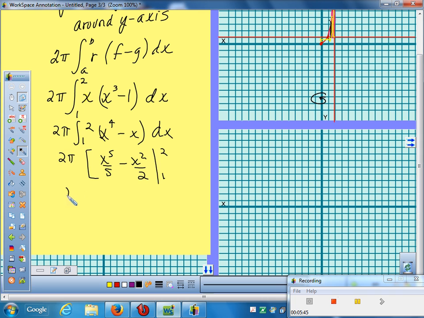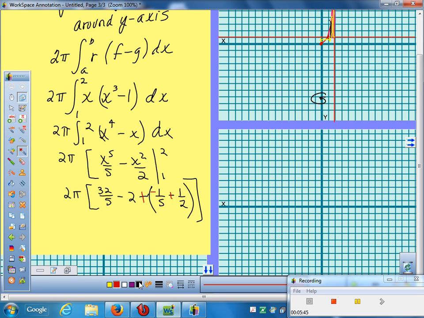That'd be x to the 4th minus x. If I integrate it, power rule, x to the 5th over 5, x squared over 2, from 1 to 2. And then if I put 2 in there, that's going to be 32/5 minus 2. Subtract parentheses, put a 1 in there, is 1/5 minus a half. Change my signs. That'd be a negative 1/5 and a positive half.